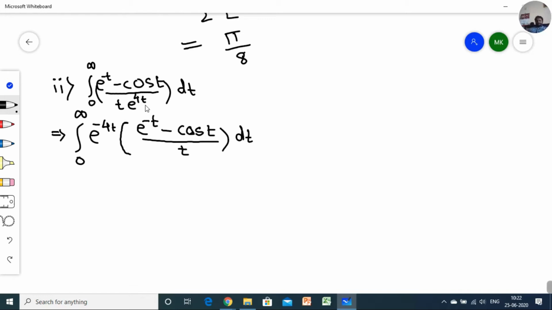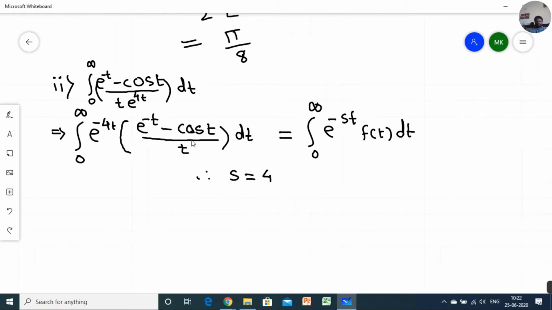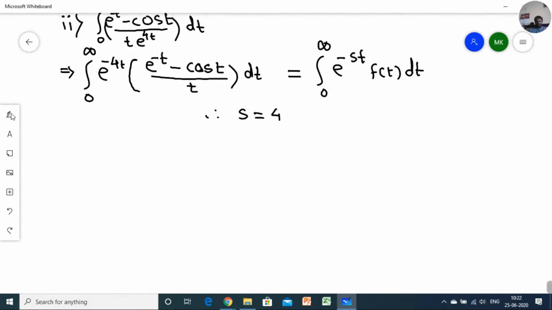I'm taking e raised to 4t from the numerator to the other side, so it becomes e raised to minus 4t. Now this question is clearly in the format, I can compare this question with the definition, integral 0 to infinity e raised to minus st into f of t into dt. By the comparison you will get s equal to 4 here. So s equal to 4 we got. Now we have to apply the Laplace.